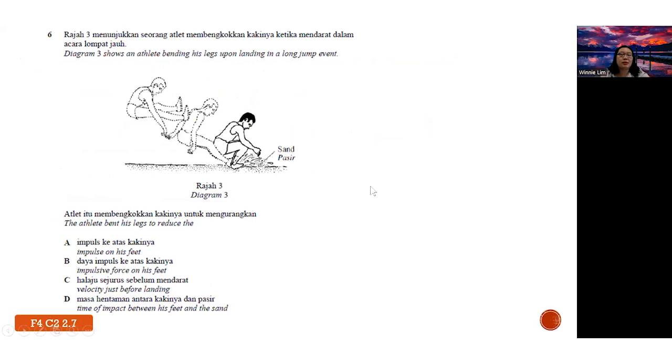Then number 6. Number 6 is an idea under topic 2.7, impulse and impulsive force, still under the same chapter, forces and motion. You notice there are quite a number of questions because Form 4 Chapter 2 has 8 subtopics, so the questions are also more. Diagram 3 shows an athlete bending his leg upon landing in the long jump event. The athlete bends his leg to reduce what? Okay, what is the idea on this topic? It is regarding impulsive force. So what is impulsive force?